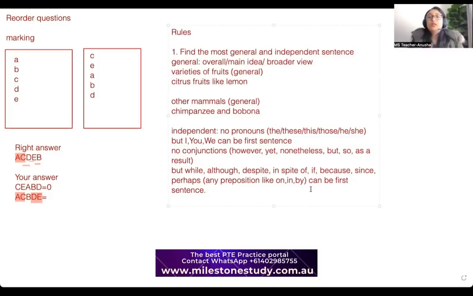Okay. So after we found the first sentence, move on. The second rule: nouns first, then pronouns. Okay. Now, as we said, we cannot start with a pronoun, but definitely there can be a noun first and then a pronoun, okay? Like.